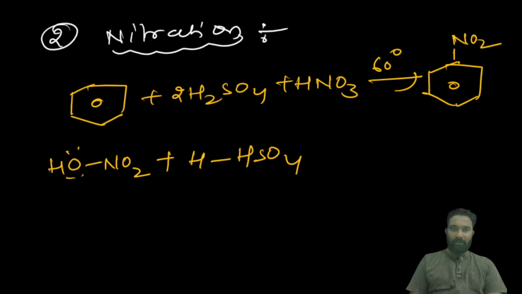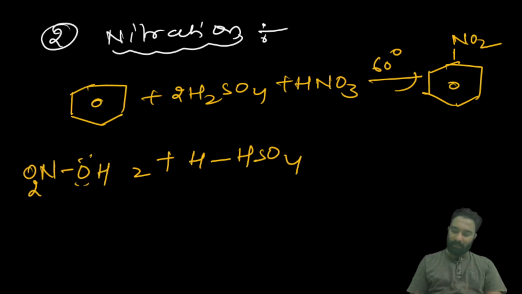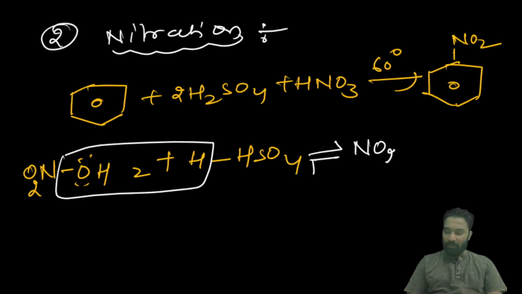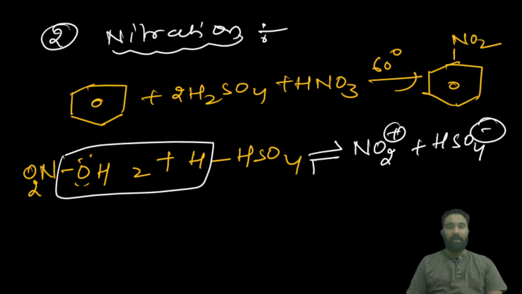Now you see here, this is H2SO4 and this is HNO3. This is NO2 and this is OH and the H. Now from here H2O will be eliminated, a water molecule. When the water molecule has been eliminated, the electrophile NO2 plus and HSO4 minus will form.